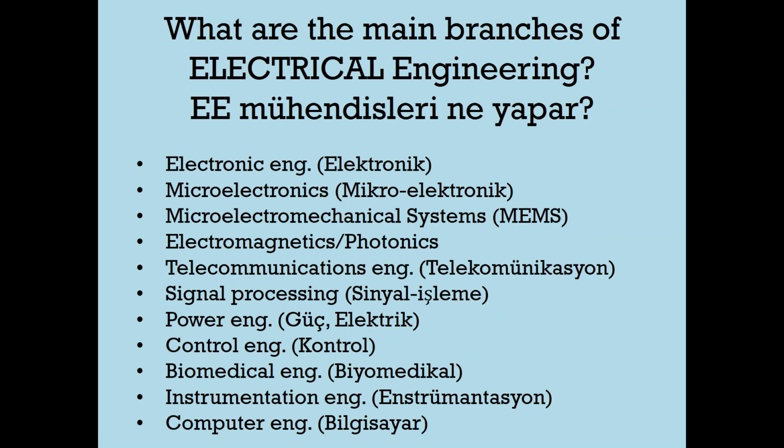So what are the main branches of electrical engineering? What are the fields, the branches that you can choose and study in your major? Electronic engineering is the first one. Microelectronics, microelectromechanical systems, electromagnetics and photonics, telecommunication engineering, signal processing, power engineering, control engineering, biomedical engineering, instrumentation engineering, and computer engineering. Such a comprehensive field. You cannot find all these different majors in any other type of engineering.